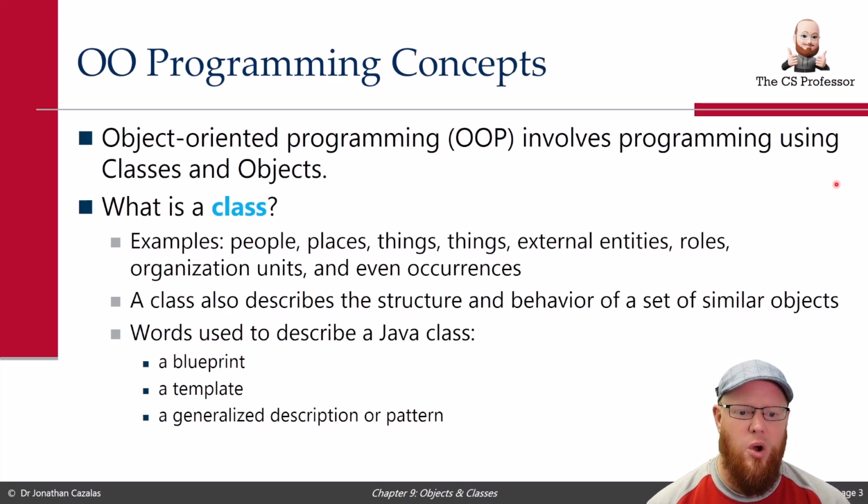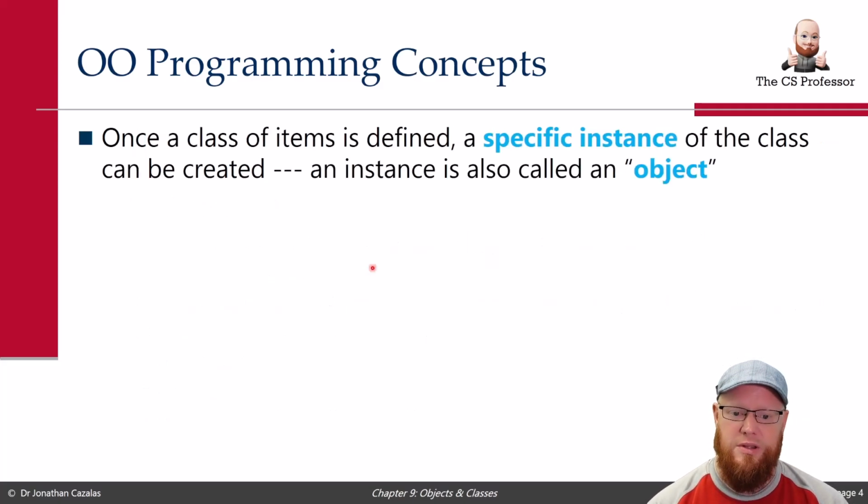So as we've seen, OOP involves the idea of programming using classes and using objects. What is a class? A class is that blueprint. A class can be a blueprint for so many different things. A blueprint we've seen for students, for employees, for people, for places, for things, for, I mentioned here, external entities and roles, or organizational units, or even occurrences.